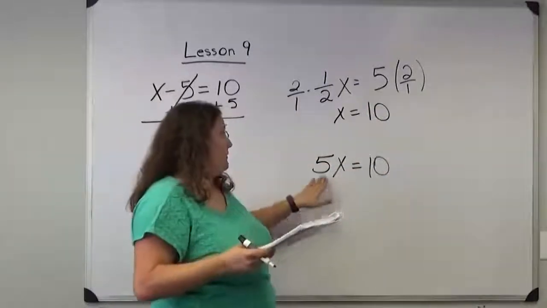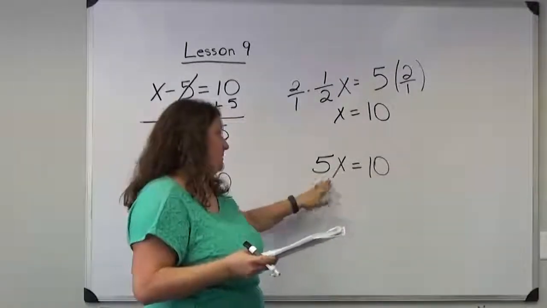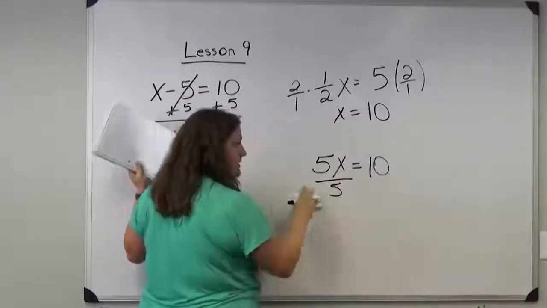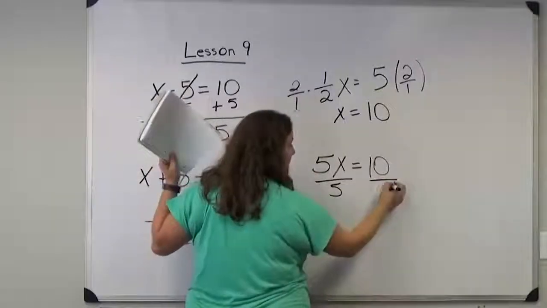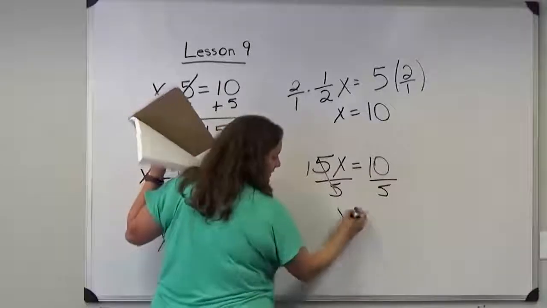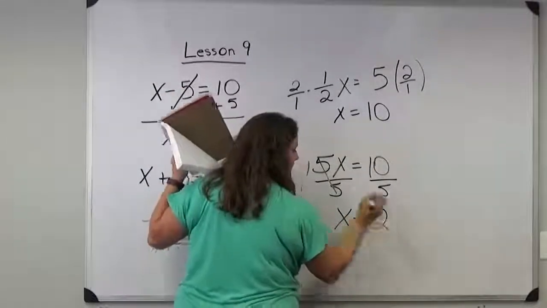Now here we have a 5 attached to the x. So to get this x by itself, we'll have to divide the x by 5. And since we divided by 5 on this side, we can't forget to divide by 5 over here as well. Now these equal 1, so that means the x is by itself. And then 10 divided by 5 is 2.